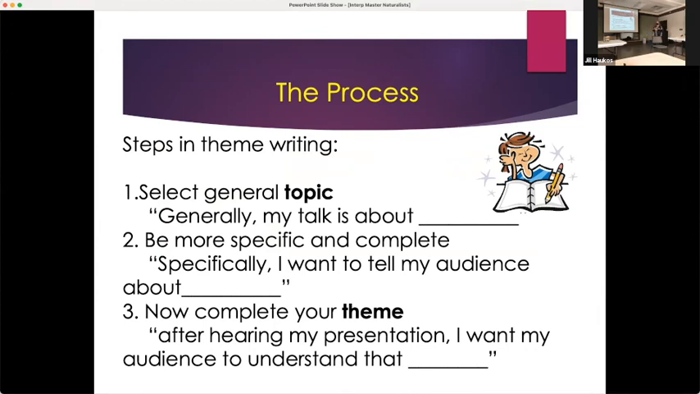And then the last thing you'll do after you've figured out your topic and why you're there, what you want them to know about your resource or about your topic, now you can complete your theme statement by saying, after hearing my presentation, I want my audience to understand that.